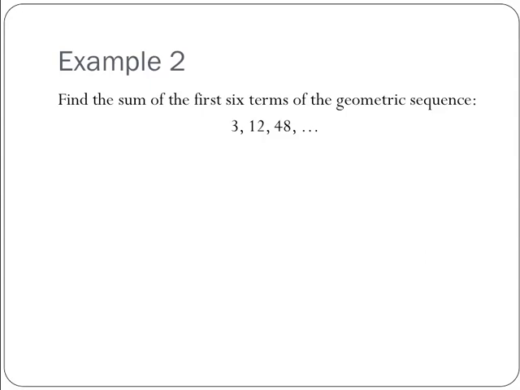But what if you wanted to find the first 20 terms, what the sum of those first 20 terms were? That's going to be much more work if you go about doing it this way. So instead, we'll use the formula. As long as you have the first term, the common ratio, and the number of terms you're summing, you can use the formula.